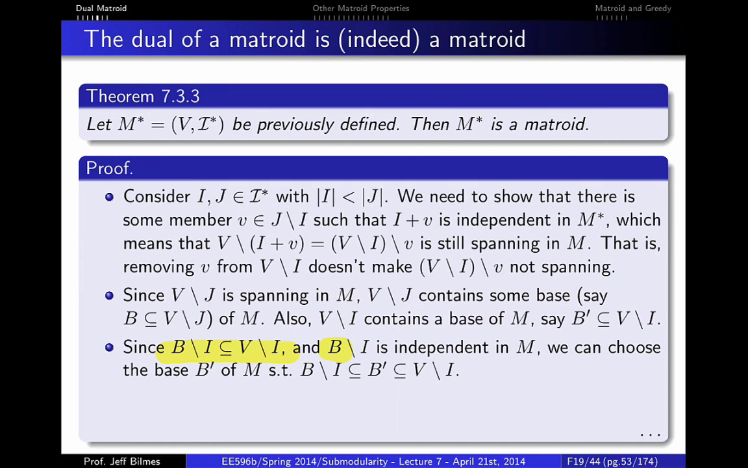And we know that we have the subclusive property already. And so if we remove anything, that's also going to be independent. So any subset of B, any subset of the base, is still going to be independent. In particular, if we remove I from B, that's going to be independent. Okay? So then it turns out, therefore, that we can choose this base B prime such that B prime is sandwiched between B except for I and V except for I. Okay? So we're just going to choose the particular base B prime to have that property.